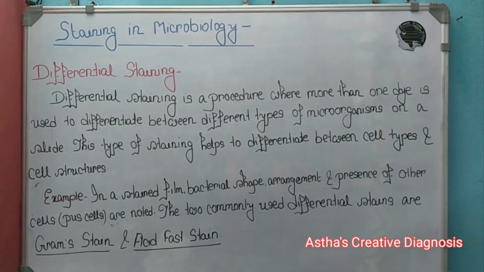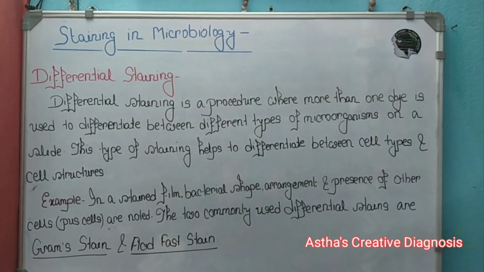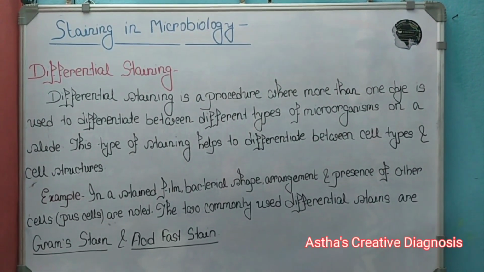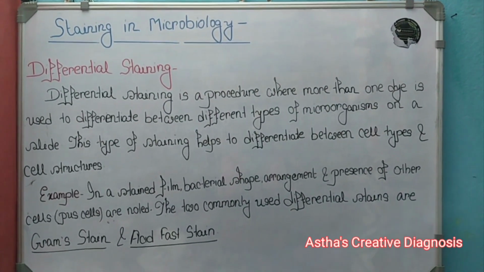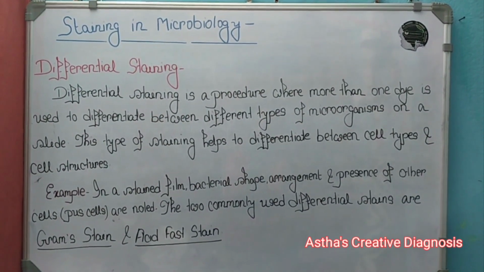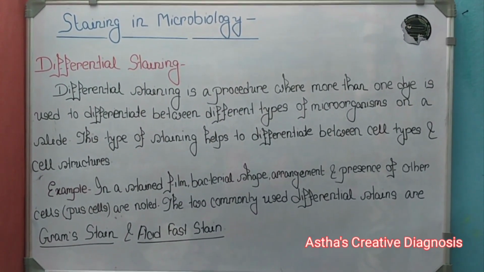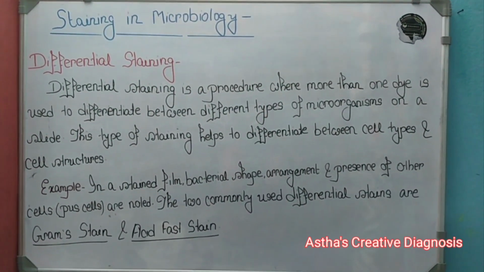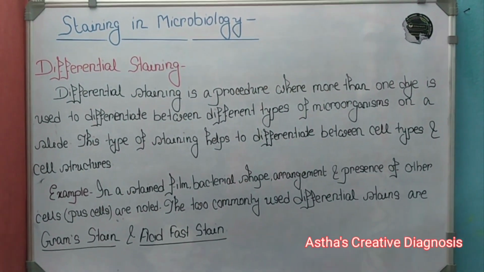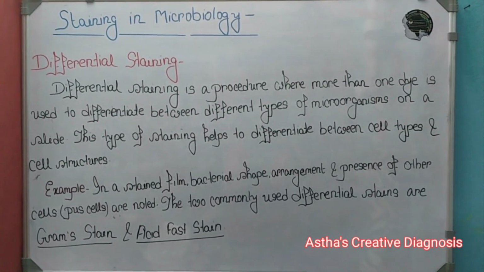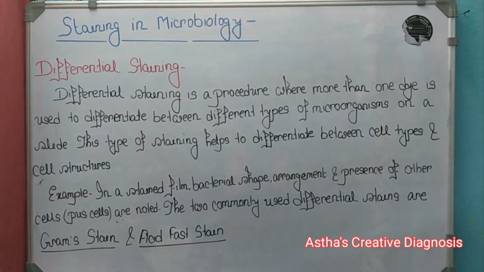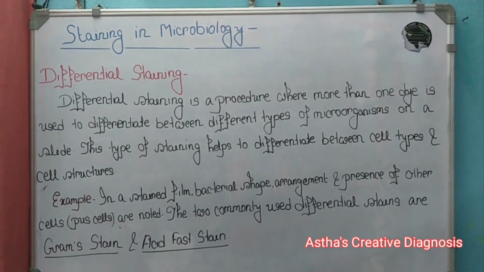Differential staining. Differential staining is a procedure where more than one dye is used to differentiate between different types of organisms on a slide. This type of staining helps to differentiate between cell types and cell structures. Example: in a stained film, bacterial shape, arrangement, and presence of other cells like pus cells are noted. The two commonly used differential stains are gram stain and acid fast stain.